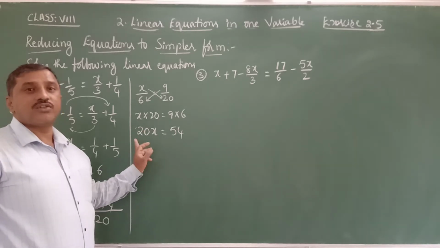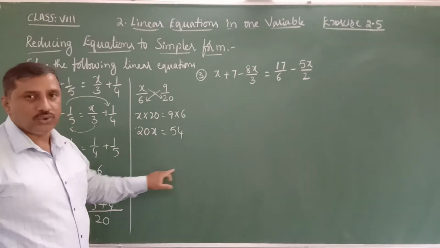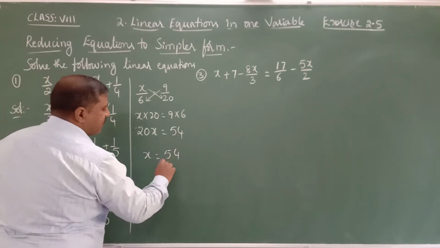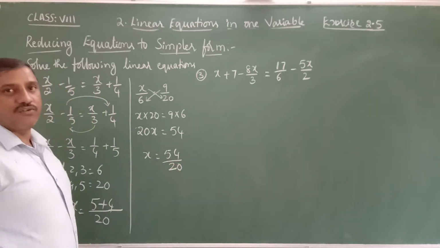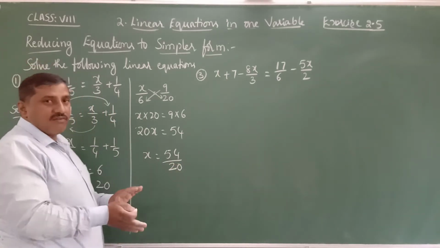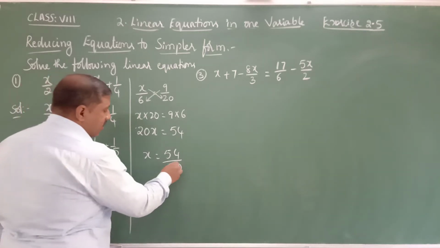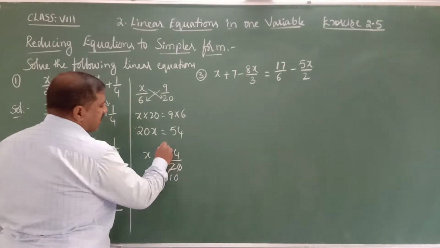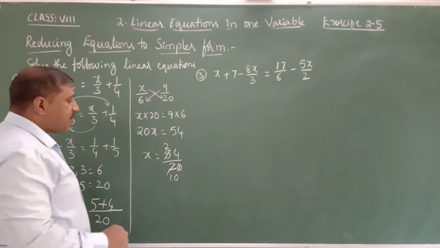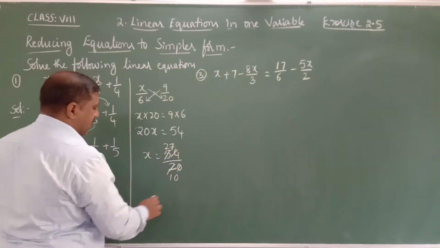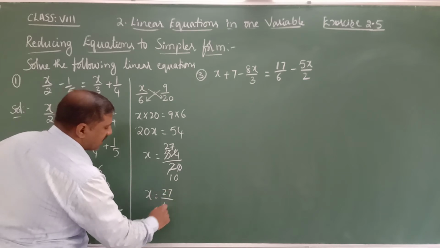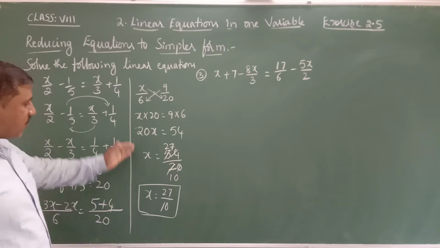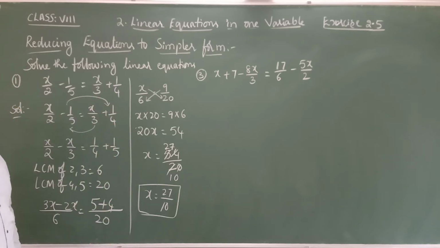Here 20x means 20 into x, multiplication is there, so transpose to the RHS, therefore it divides. Now x is equal to 54 by 20. Both are given numbers. Convert to the short form, that is a simpler form. 2 ones are 2, 2 zeros are 0, 10 twos are 20, 2 twos are 4, 5 minus 4 is 1, and bring down 4, 14, 2 sevens are 14. That is x is equal to 27 by 10. Therefore, the solution of this equation is 27 by 10.